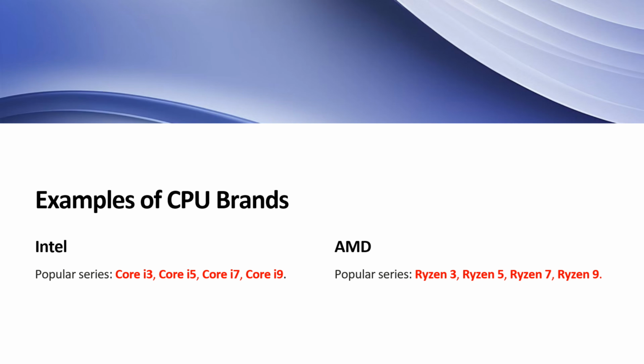CPU brand examples are Intel and AMD. Popular series of Intel are Core i3, Core i5, Core i7 and Core i9. Popular series of AMD are Ryzen 3, Ryzen 5, Ryzen 7 and Ryzen 9.